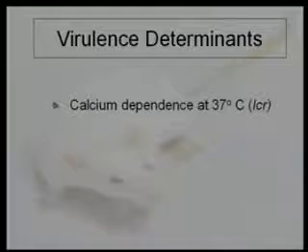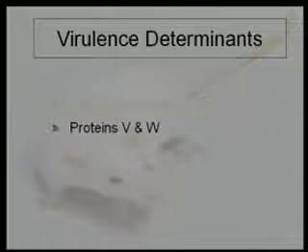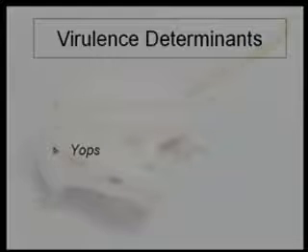Virulence determinants: calcium dependence, okay, LCR. That is a trait that allows expression of those genes, allows the organisms to grow in a low calcium environment. Okay, protein V and W. Those are the other 2 proteins. I will talk about that later.